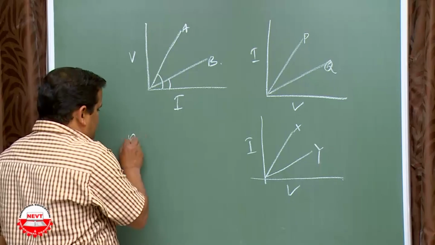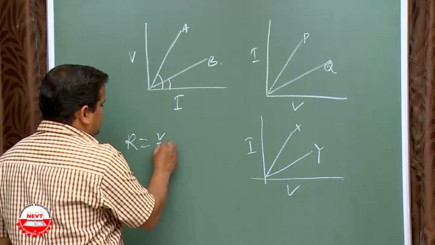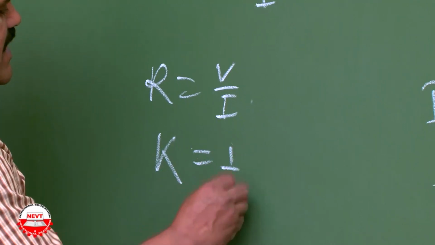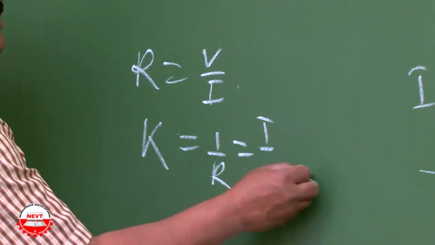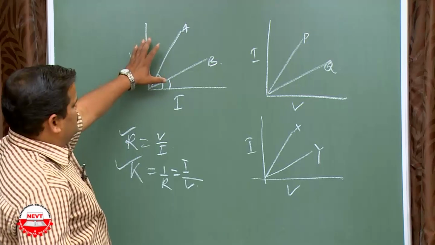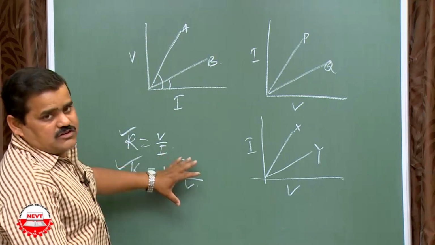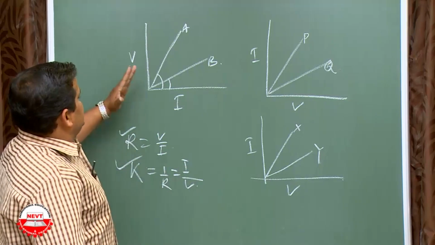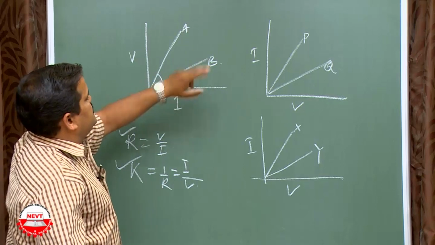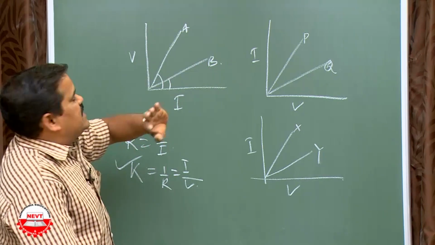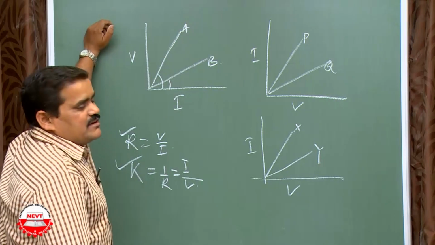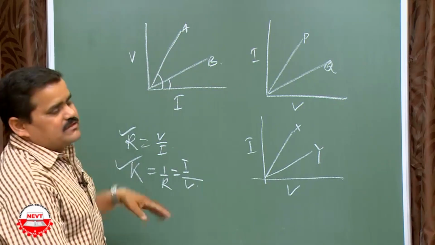R is equal to V by I. I mentioned conductance in the first part: conductance K is equal to 1 by R, that is I by V. These are the two factors. Mostly this question will come about resistance. Conductance is not in your syllabus. Here resistance of A is more than resistance of B. If I ask you, conductance of B is more than conductance of A. Less resistance, more conductance.